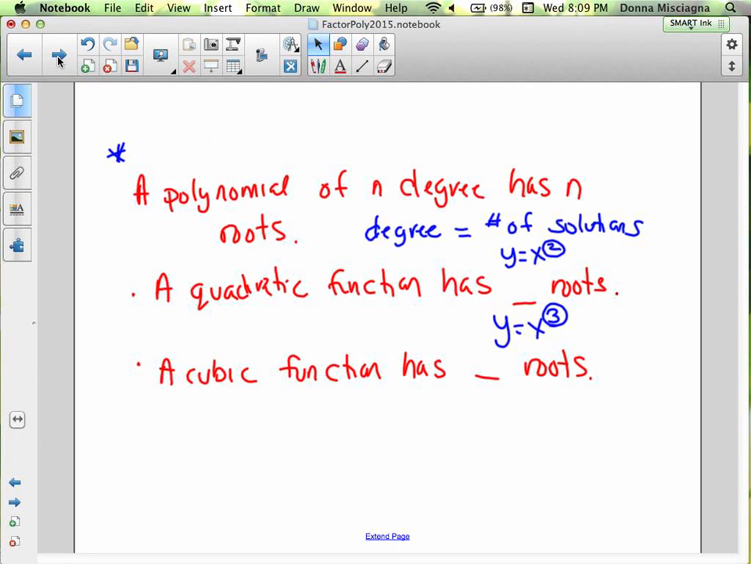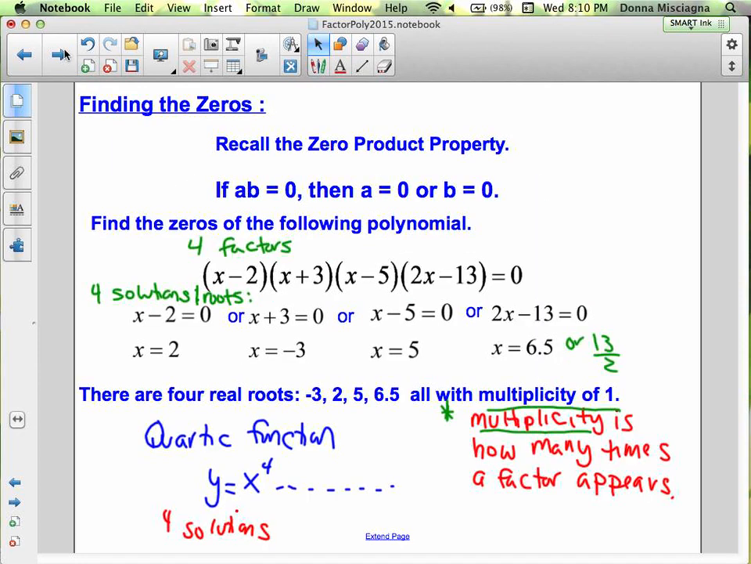So a polynomial of degree n has n roots. So the degree equals the number of solutions. If we have y equals x squared, our exponent is a 2, so a quadratic function has 2 roots. A cubic function, y equals x cubed, has 3 roots. So the number of solutions equals the degree, and the degree equals the largest exponent. So it's easy to know how many solutions you're supposed to have. And of course, linear is degree 1, so it only has 1 solution.